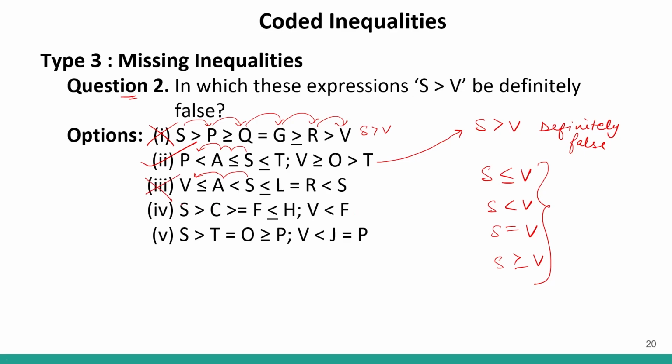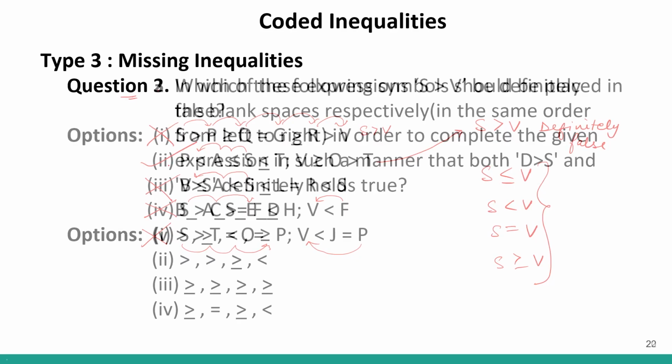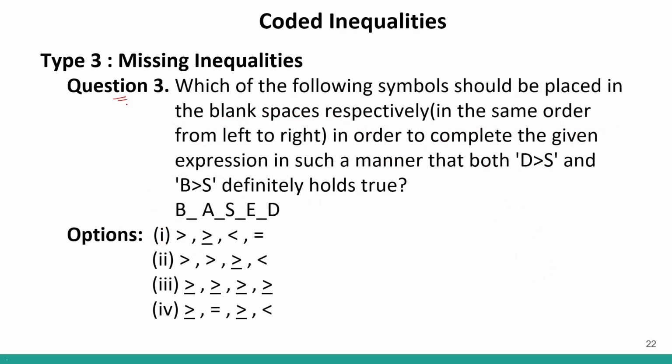Now, over here, I can see from S, I can move to F, and from F, I can move to V, from bigger door to smaller door. So this is also not correct. And over here also, I can move from S to P and from P to V. So this is also not correct. So my correct answer will be option number 2. Clear? Now let us look at question number 3.